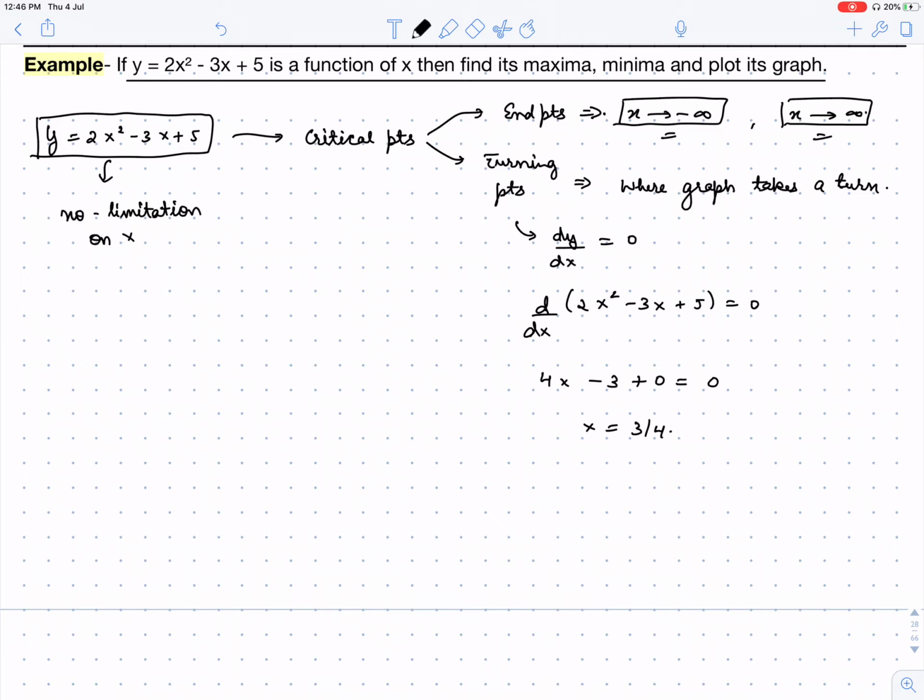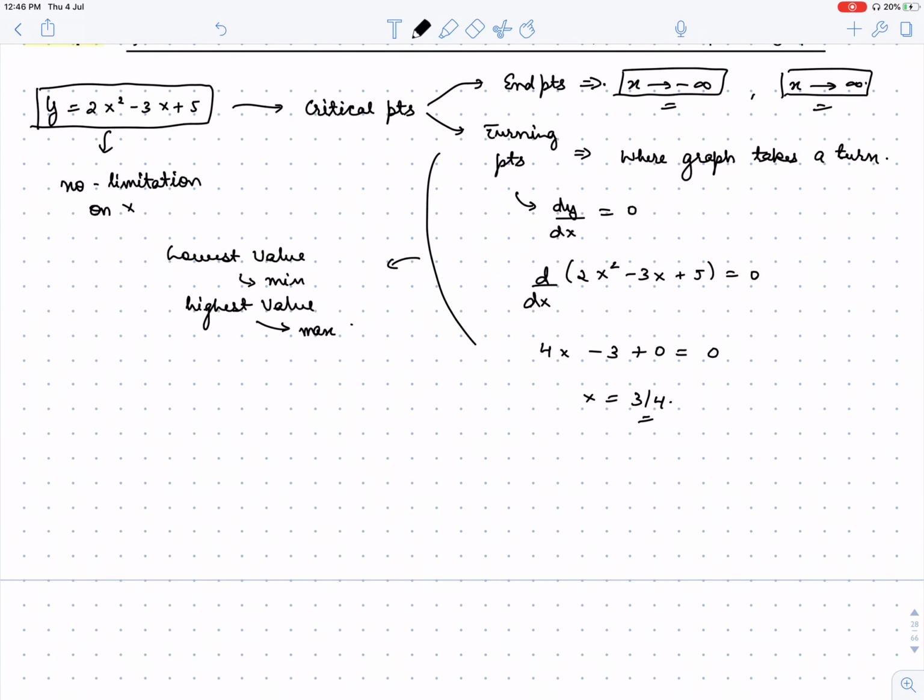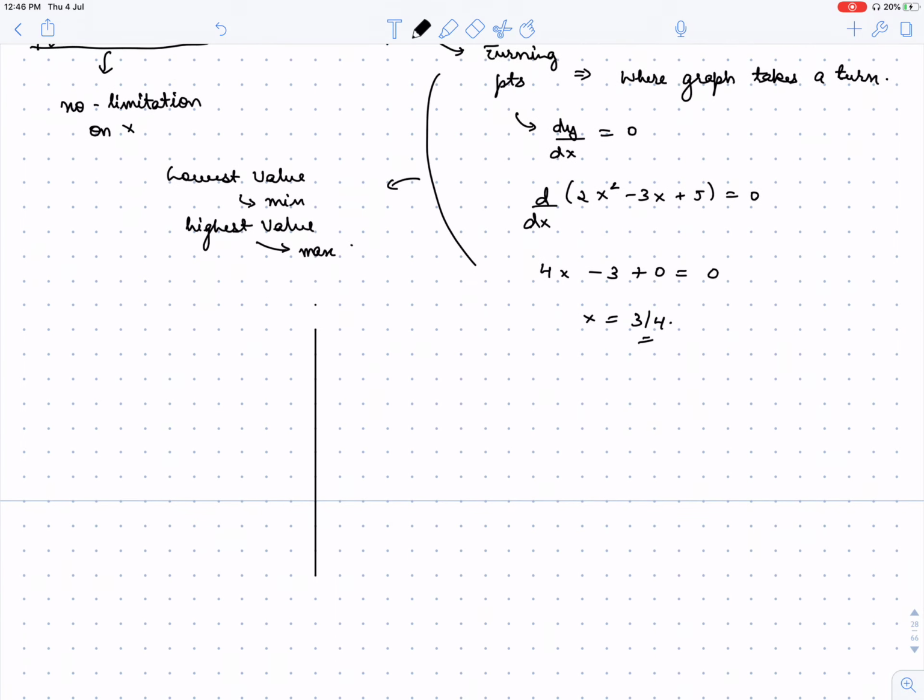One x is equal to minus infinity, x is equal to plus infinity, and x is equal to 3 by 4. The lowest value over here is going to be minima, and the highest value is going to be maxima. Let's check how to calculate that. For calculating whether the lowest value or the highest value, I'll split this section into three parts like this. One x tending to infinity, another x tending to minus infinity, another last x is equal to 3 by 4.